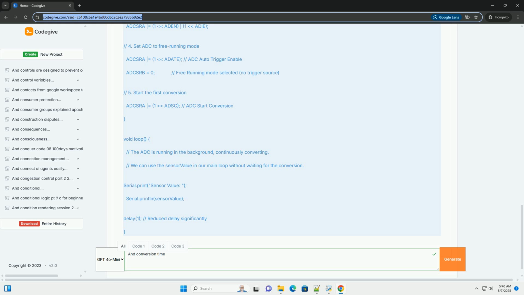Sigma delta, delta sigma, ADC: excellent for high-resolution, low-frequency applications. They use oversampling and noise shaping to achieve high accuracy but typically have slower conversion rates than SAR ADCs. Integrating ADC, dual-slope ADC: another type suitable for high-resolution, low-frequency applications, offering good noise immunity. Commonly used in digital voltmeters.